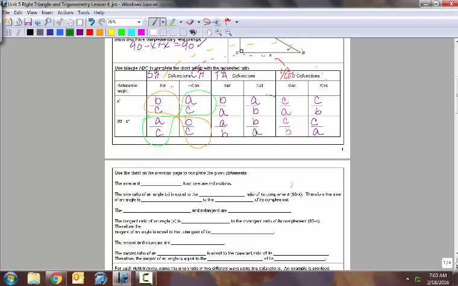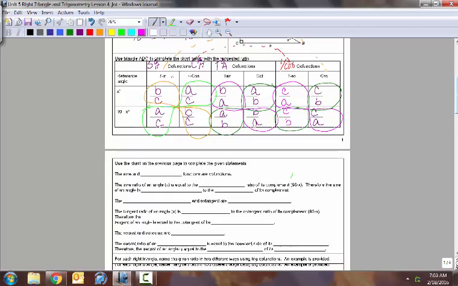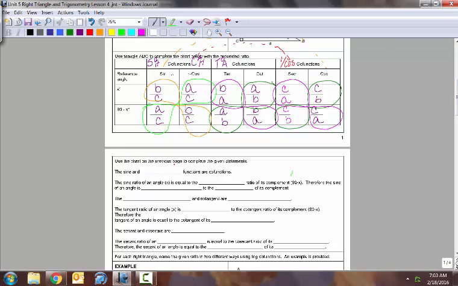And look here. These two match. Identical. And these two are identical. So there. These two are identical. And also these two are identical. C over A and C over A. So using the chart here, we're going to complete the given statements.